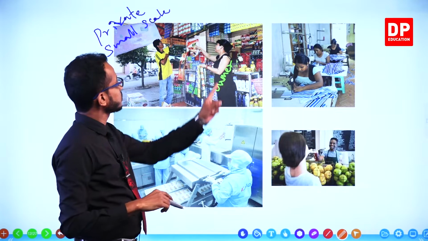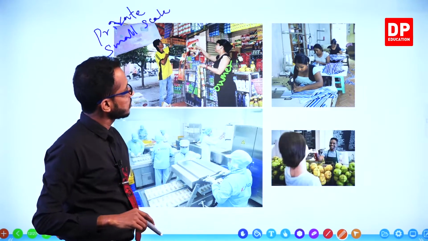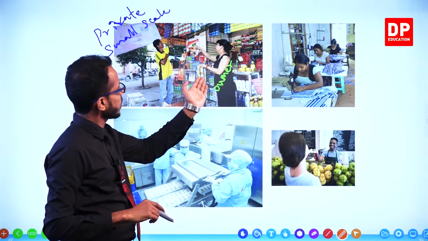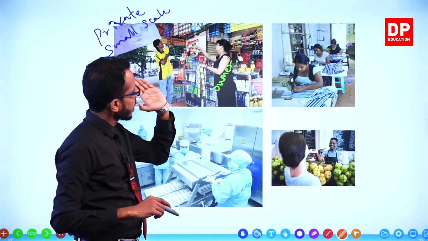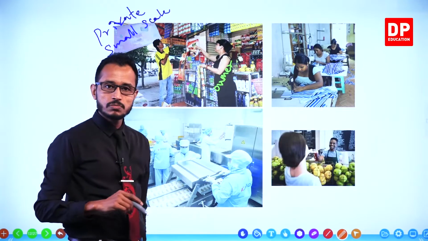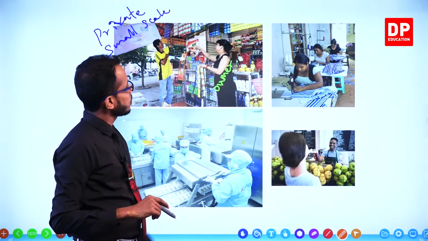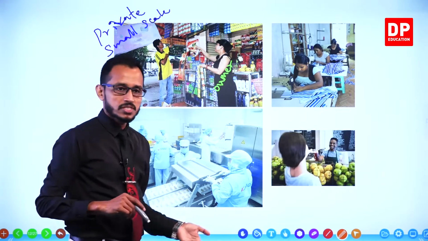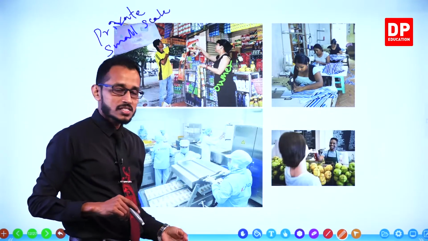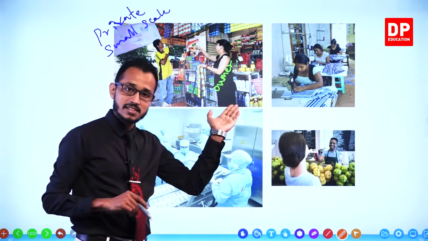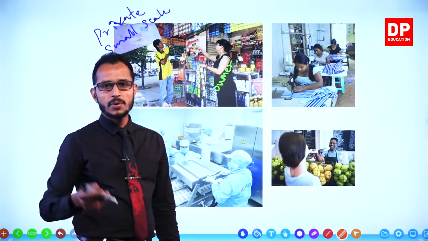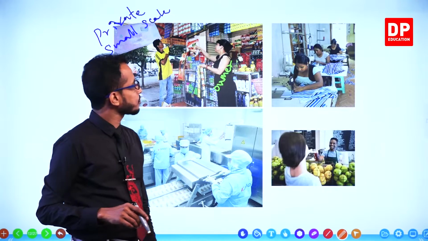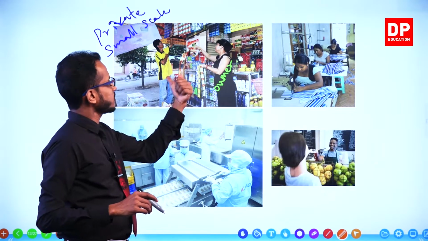Yeah, shopkeeper, owner. She is working as the owner and at the same time working as an employee also. Sometimes as a cashier, sometimes as a shopkeeper, sometimes as a shop cleaner. She herself sweeps and cleans the shop. Okay. And she has one employee, see?